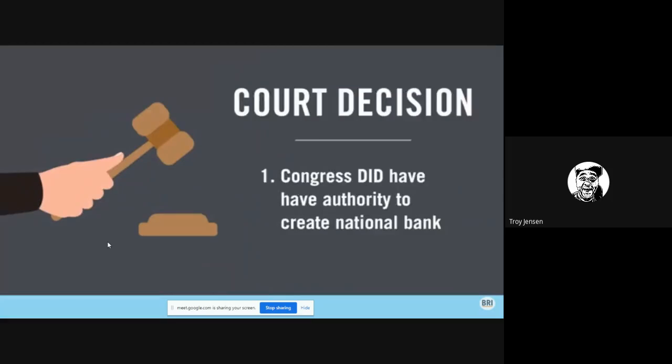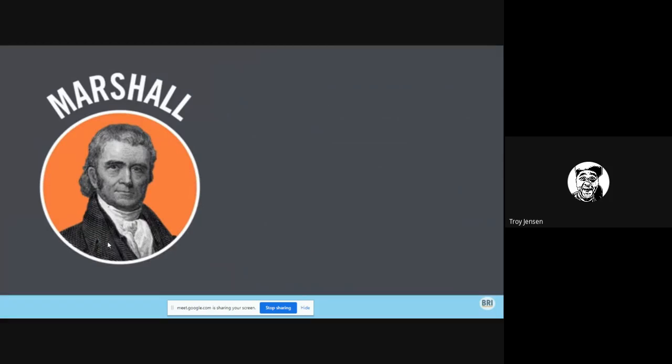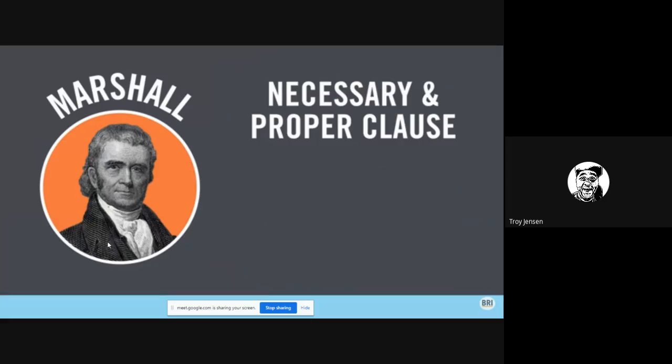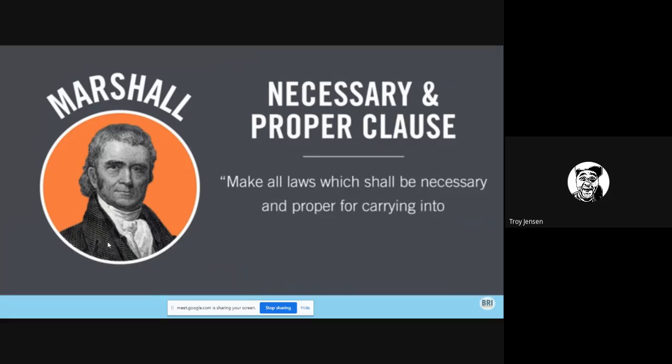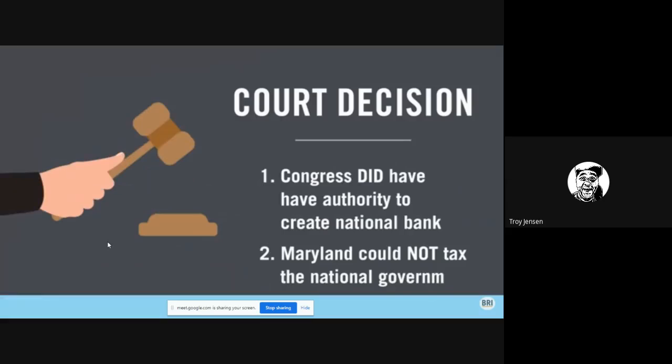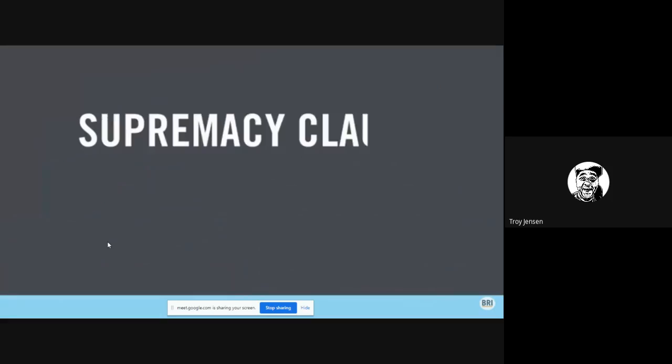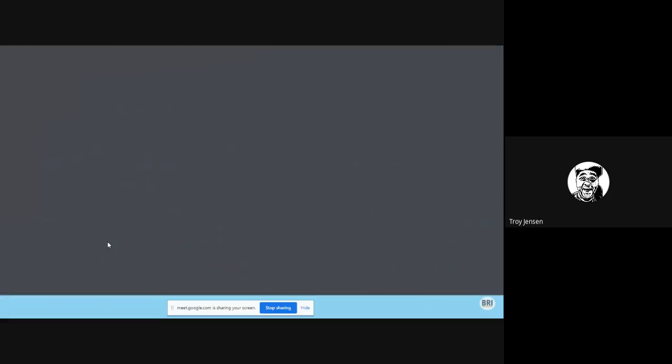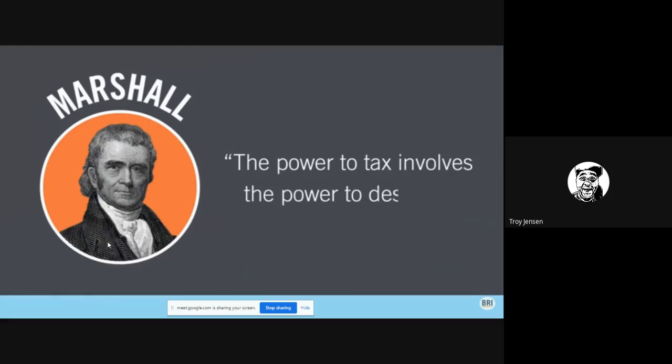Chief Justice John Marshall, in writing the opinion for the court, highlighted that under the necessary and proper clause, Congress has the right to make all laws which shall be necessary and proper for carrying into execution the foregoing powers. In other words, at the time, the court felt it was constitutional because the powers of the bank were related to several powers in Article 1, Section 8 of the Constitution. The court also ruled that the state of Maryland could not tax the national government. This decision was made citing the supremacy clause in the Constitution, which makes federal law superior to state law. Marshall wrote, "The power to tax involves the power to destroy."